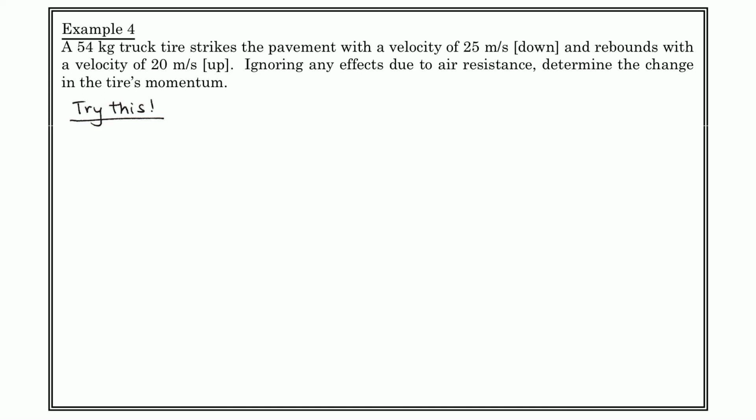So here, this is a try this question, so I'm going to get you to try this on your own. And after you've finished working through it, the answer that you should get is, of course, 2.4 times 10 to the power of 3 j hat. So it would be up. The change in the tire's momentum is 2.4 times 10 to the 3 j hat kilogram meters per second.